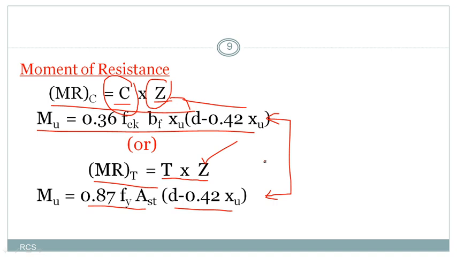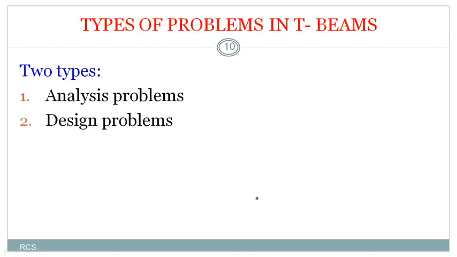Okay, so this is how we calculate the moment of resistance for a T-beam when the neutral axis lies within the flange region. So we will discuss a little more about T-beams. The types of problems we come across in T-beams are of two types: analysis problems and design problems.